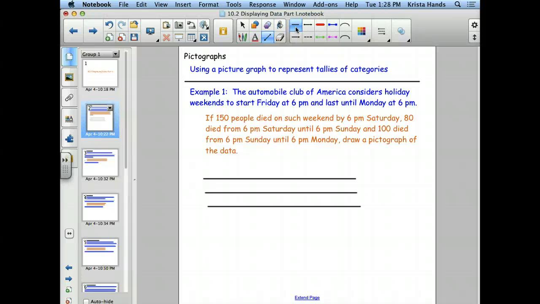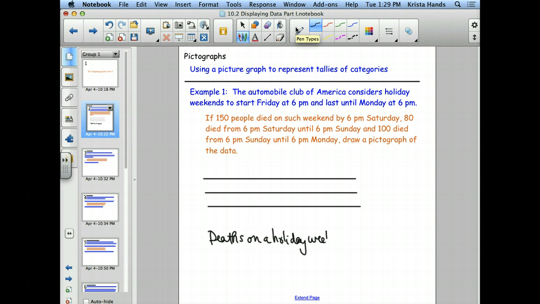So the first thing we're going to do is label our graph. So this graph is a graph of the deaths on a holiday weekend. That's what my graph is a description for. I don't care whether you put it below it or above it, it makes no difference to me. As long as you've got it on there, we're all going to be happy. I also need to talk about what my legend is. I'll do that one in a minute.